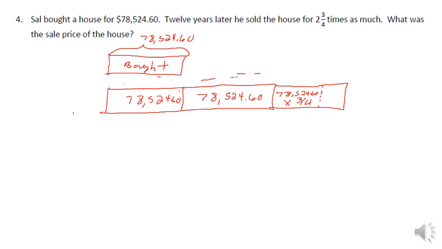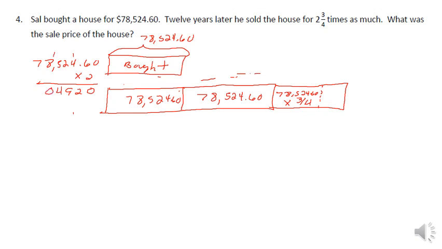So the easiest way to solve this problem would be to add the 2 you know, which are 78,524.60, and we can multiply that by 2 instead of adding it twice. 2 times 0 is 0, 2 times 6 is 12, carry 1. 2 times 4 is 8, and 1 is 9.